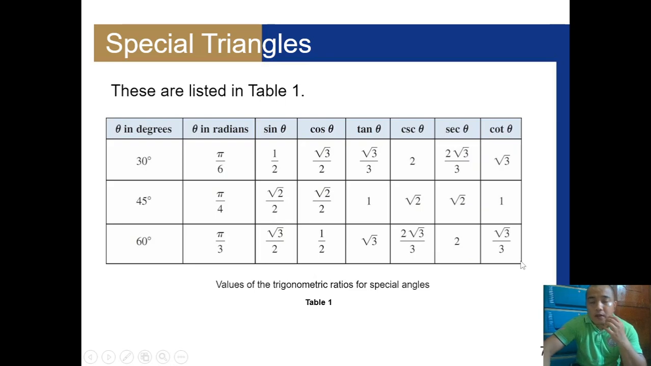So you can memorize this table, or better yet, if you cannot memorize, you just recall the sides of those special triangles and then apply the six trigonometric ratios of trigonometric functions of a right triangle.